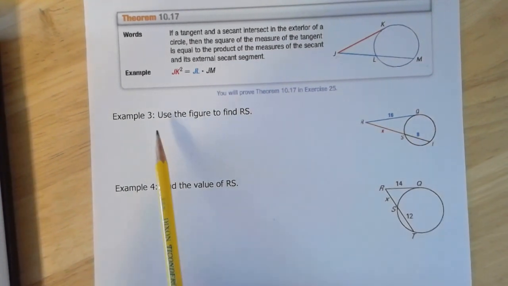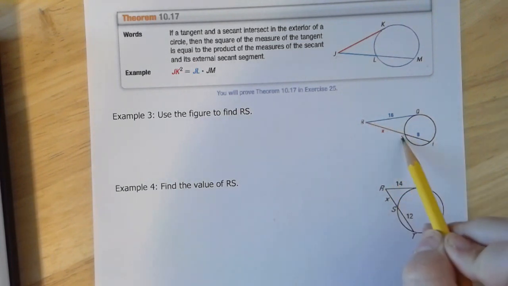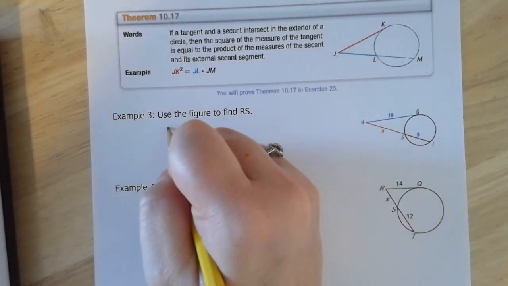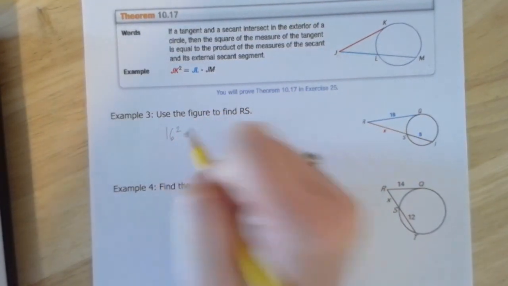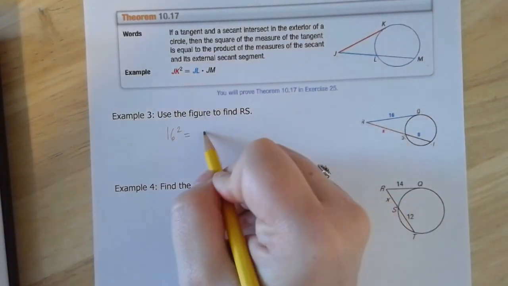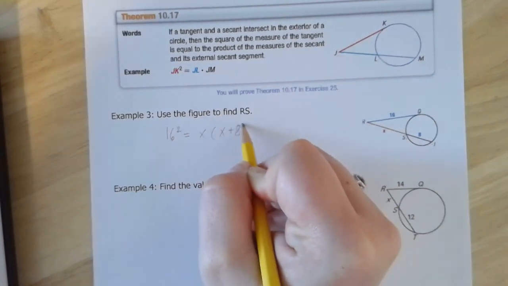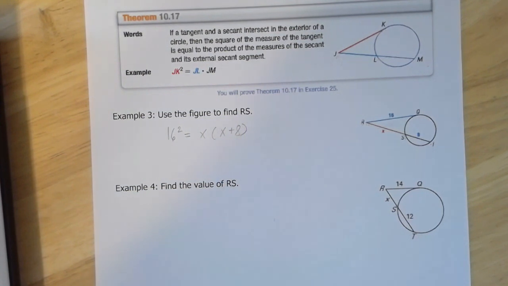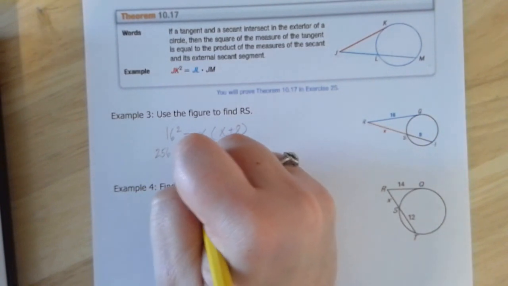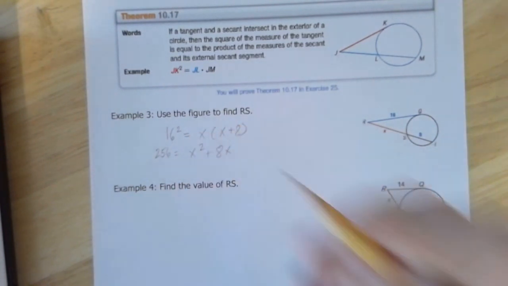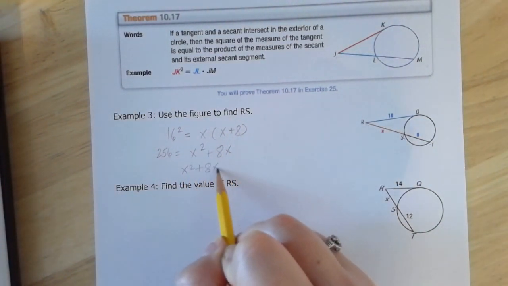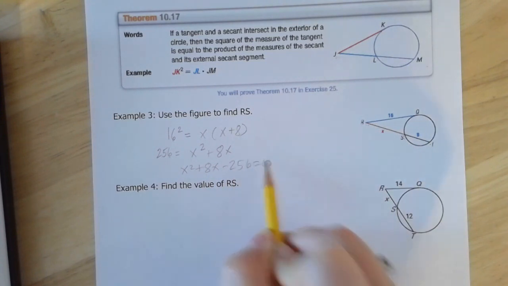All right, so use the figure to find RS. They want us to find the length of RS. So I'm going to look at the tangent first. It's the tangent squared, so 16 squared equals the exterior times the whole line. So it's x times x plus 8. I'm going to just do the math. 16 squared is 256 equals, distributing, x squared plus 8x. I'm going to move my 256 over, so I have x squared plus 8x minus 256 equals 0.